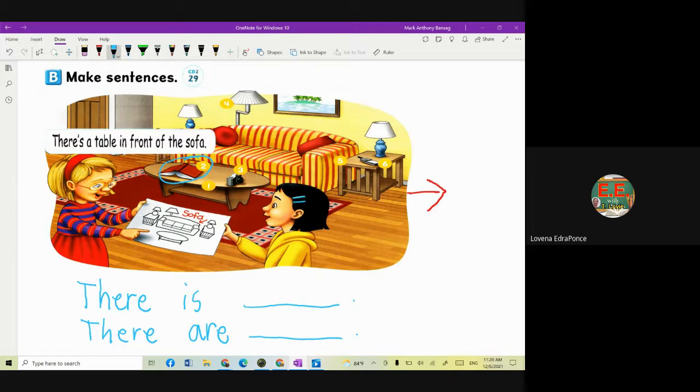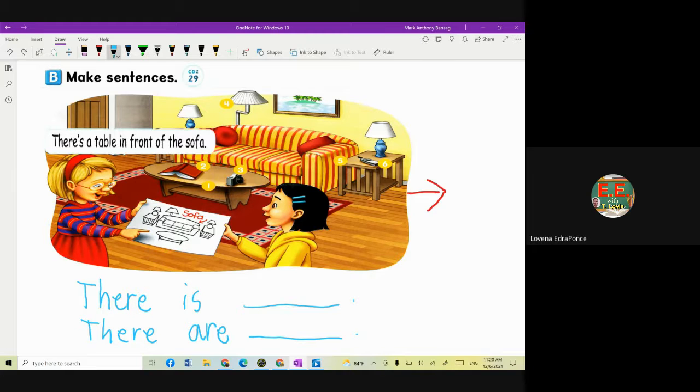Number 3. There's a camera on the table. Okay, there's a camera on the table. Number 4. There's a lamp behind the sofa. Okay, number four, there's a lamp behind the sofa. There is a lamp behind the sofa.